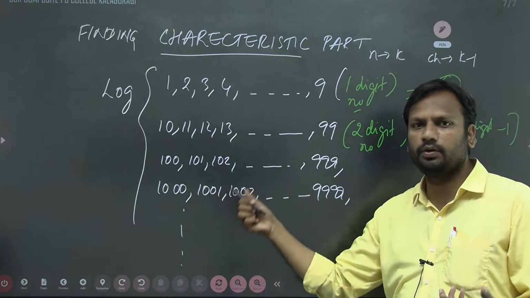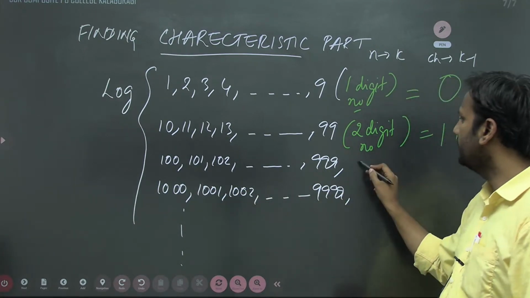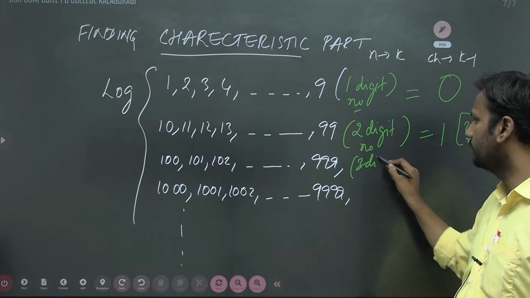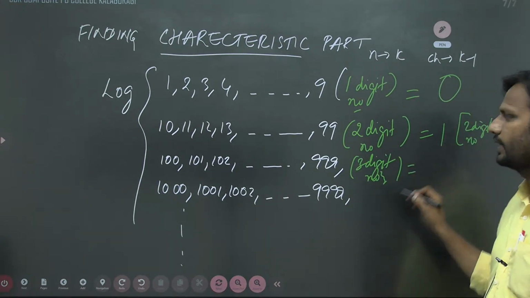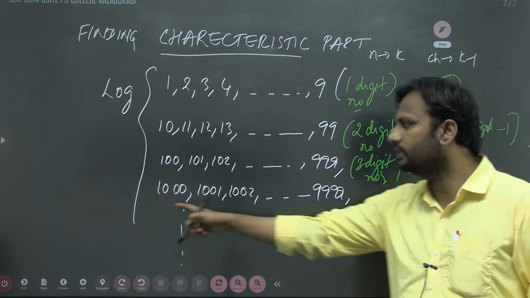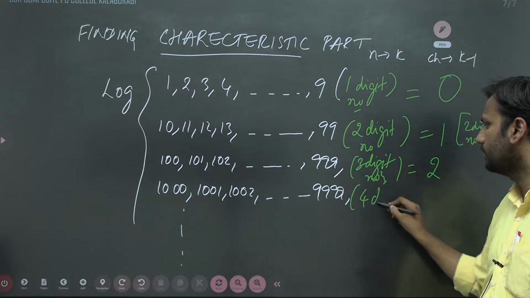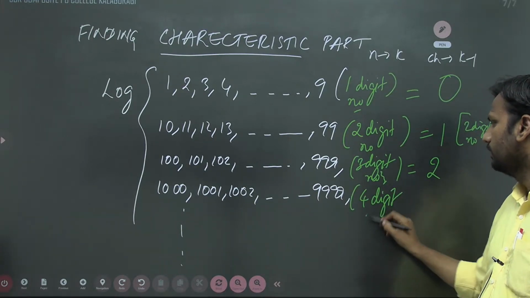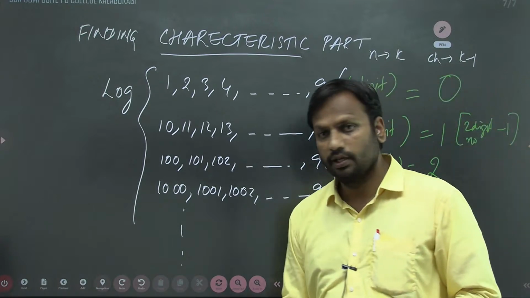Now all these things are 100, 101, 102, and so on up to 999. All are 3-digit numbers. What will be the characteristic part, students? 2. Subtract 1. Here all are 4-digit numbers, right? Then the characteristic part is how much here? 3.